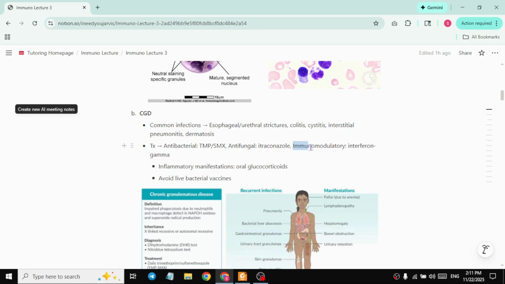But usually, what you can do is immunomodulatory. Try to get the T cells and B cells working. Even though the phagocytes aren't working, you can still mount some sort of response. Okay, so that is the principle of these, right?